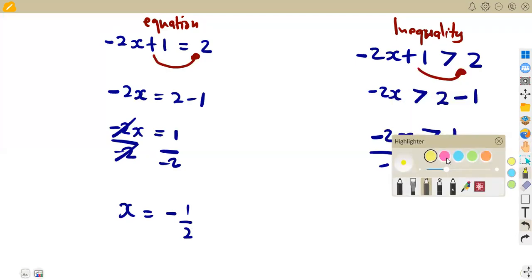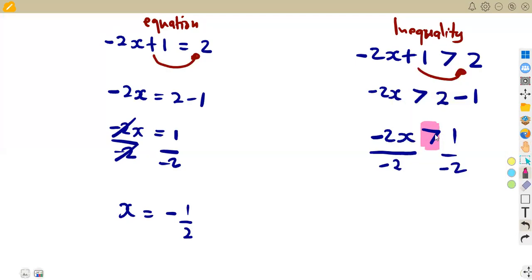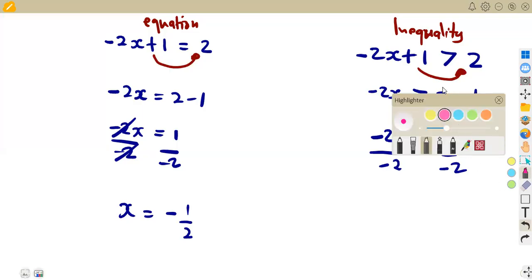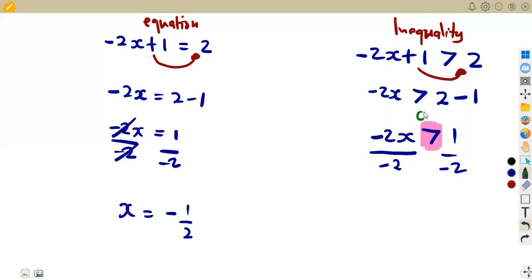Let me indicate it here. This sign is going to change. You change that sign. Okay, so let me write it here. It changes the moment you divide by what? By a negative. Or the moment you multiply by a negative.